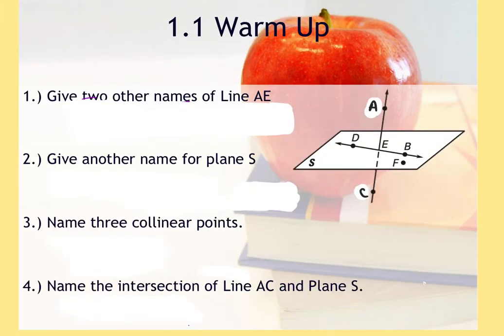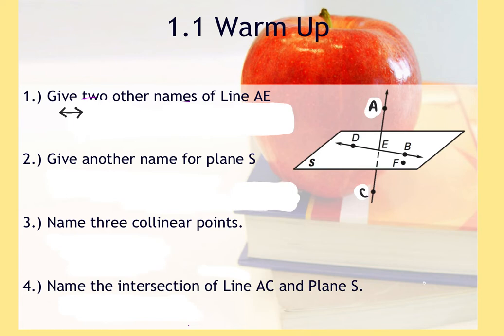All right, number 1 says give 2 other names to line AE. So what's something else we could call line AE? Yep. AE with the line over it? Well, I would argue that that's the same name. Why? Because that's the same name. It's a different way of writing the same name, but that is the same name. What else could you use?